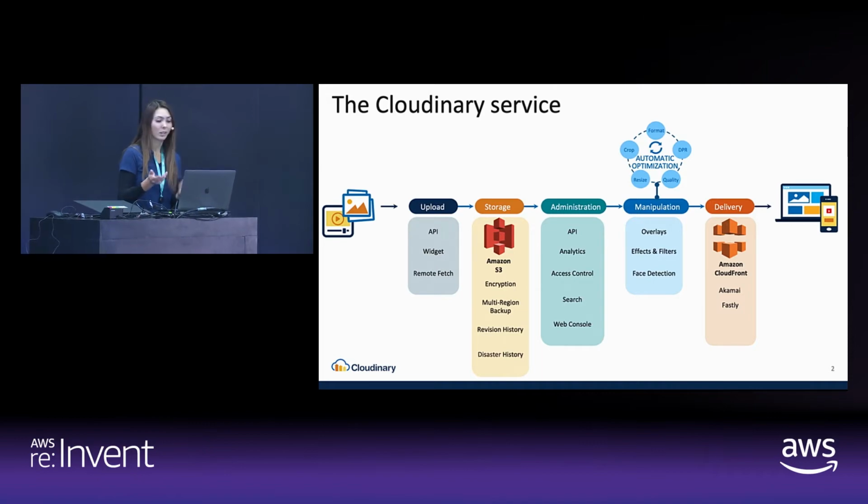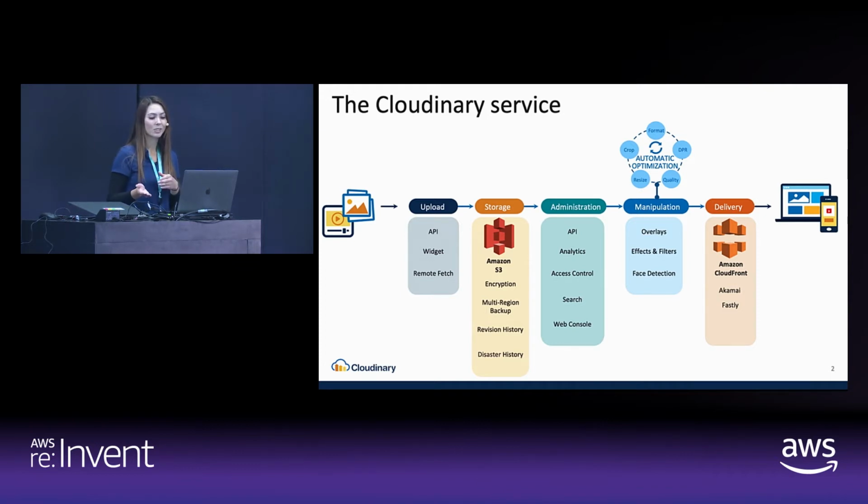To talk about the service here, from upload, we have APIs that you can use with us to upload and handle easy migrations. We have an upload widget that's really easy to integrate into your sites and apps. And when it comes to storage, once you get it uploaded, we'll store that in your Amazon S3. Then we'll have the administration, which uses our admin API, an easy way to manage your assets, or if you like to use our UI, you can do that as well.